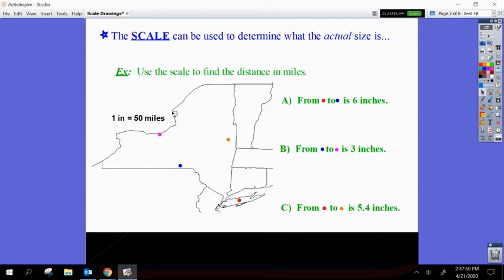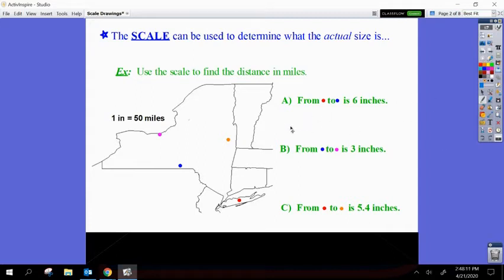That scale in this example of a map of New York is 1 inch is actually 50 miles. So the key to this is still going to be the setup of your proportion. Example A says from the red dot, which is Smithtown, to the blue dot, which is Binghamton, that in the map is 6 inches. So what is the actual distance?